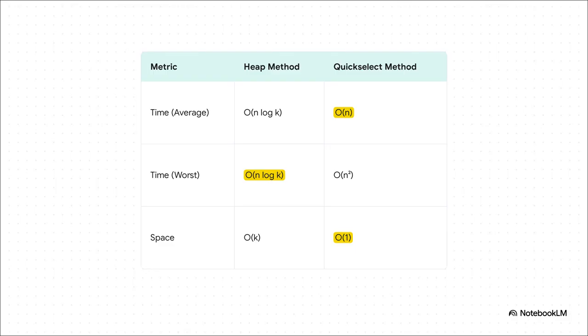This table pretty much tells the whole story. When it comes to average speed, QuickSelect is the undisputed champion with that O(n) time. It's a clear winner. It also wins on space, using practically no extra memory at all. But, and this is a big but, look at the worst case time. QuickSelect can, in theory, degrade to a sluggish O(n squared) performance. The heap method, on the other hand, gives you a guarantee. It never gets worse than O(n log K).